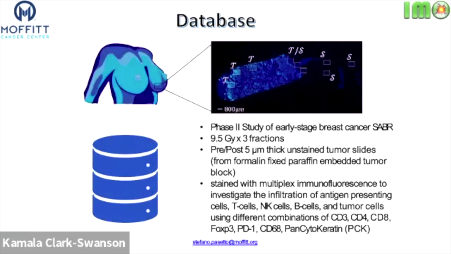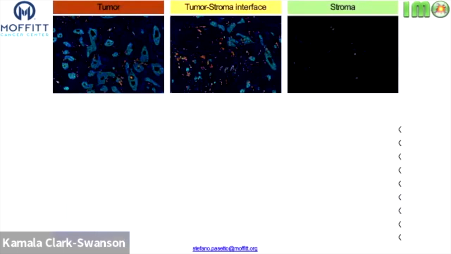So I've been provided with this database to study early stage breast cancer, with adaptive radiation, 9.5 grade, three fractions, with immunohistofluorescence. It basically informs me of the positions and locations of immune cells, most importantly B cells, natural killer cells, and all the markers, CD3, CD4, FOXP3, etc. I've been given the information for pre and post treatment, with these slabs as an example of a section area where I can identify a region of interest as a tumor interface region between tumor, stroma, and stroma areas.